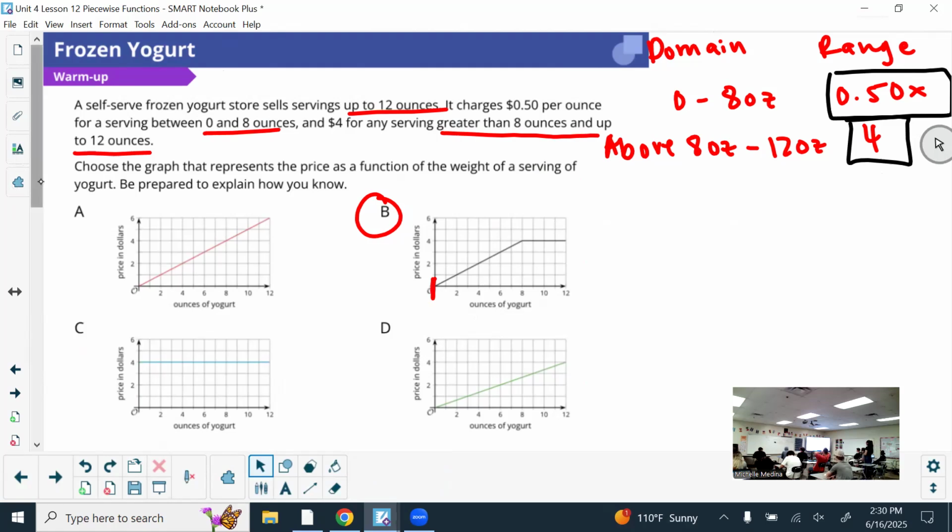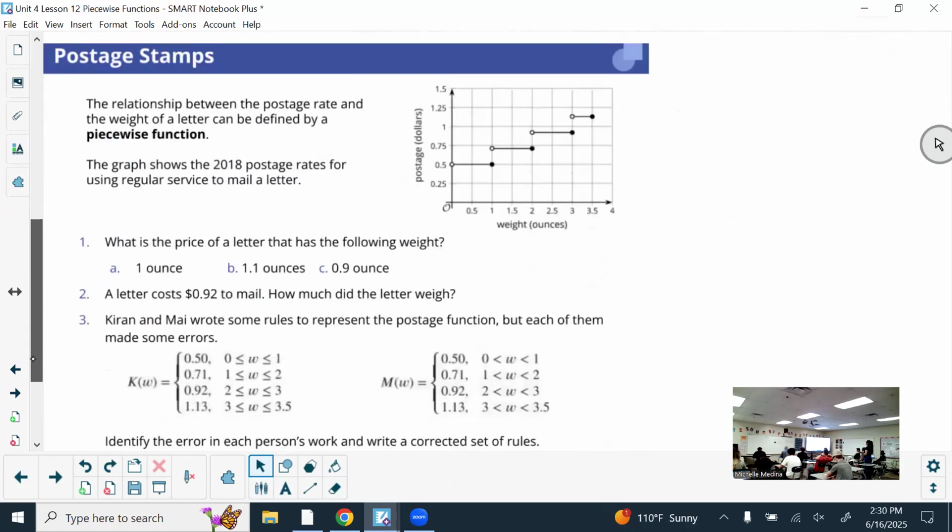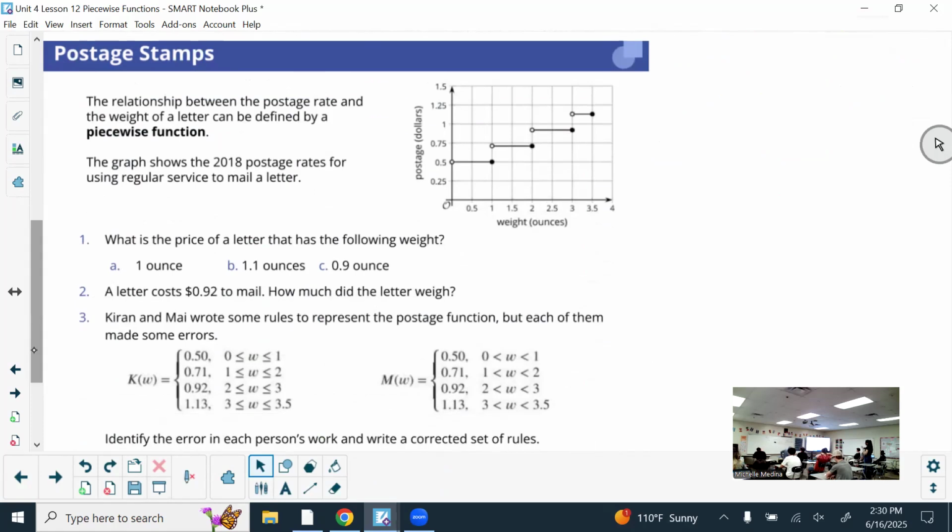So over here, this is more like what they look like. They tend to look like little stair steppers, like little dumbbells. So this is an example of a piecewise function for the relationship between a postage rate and the weight of a letter. So it looks like this is what they're having to pay in postage and the weight of the letter in ounces down here.